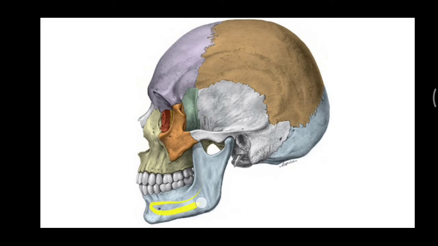This is the mandible and this is the coronoid process. This will be the condylar process. This region is the ramus of the mandible. This is the angle of the mandible and this will be the body of the mandible. This will be the region of temporomandibular joint.